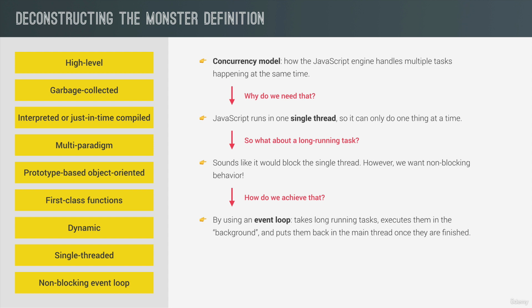The event loop takes long-running tasks, executes them in the background, and then puts them back in the main thread once they are finished. And this is, in a nutshell, JavaScript's non-blocking event loop concurrency model with a single thread. It sounds like a mouthful for sure, but in the end, it really just compresses to this. Just keep in mind that, again, this is a huge oversimplification that we will come back to.